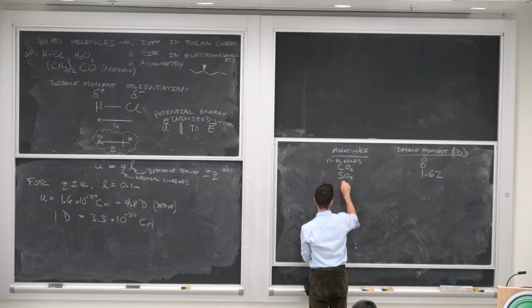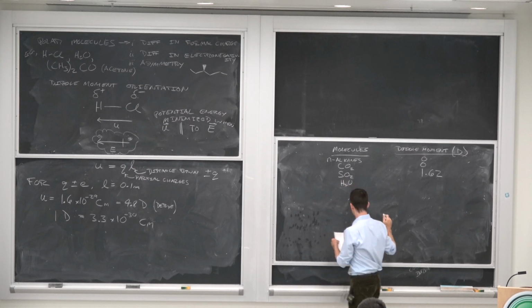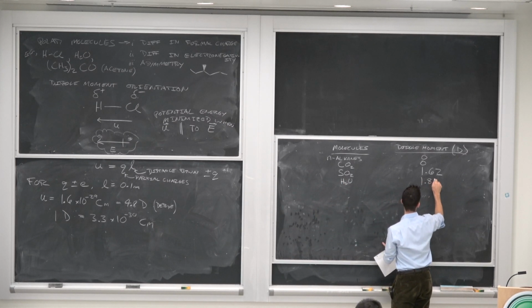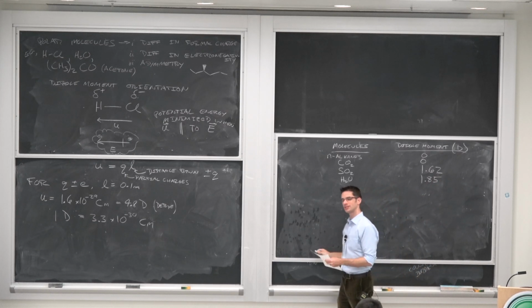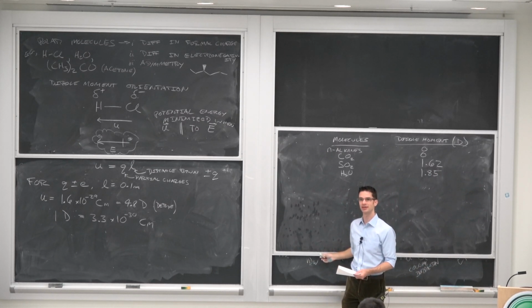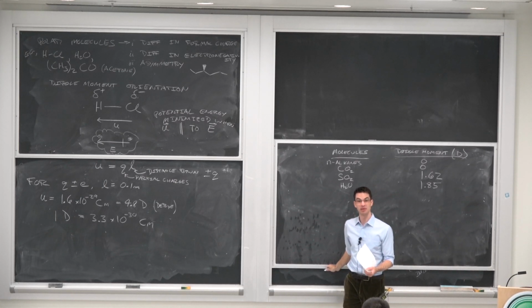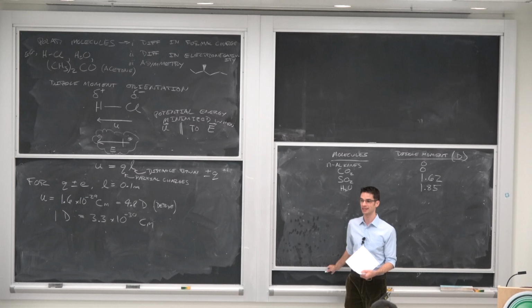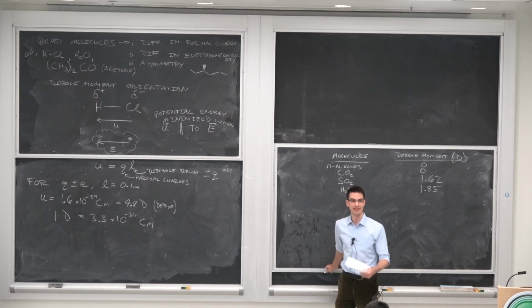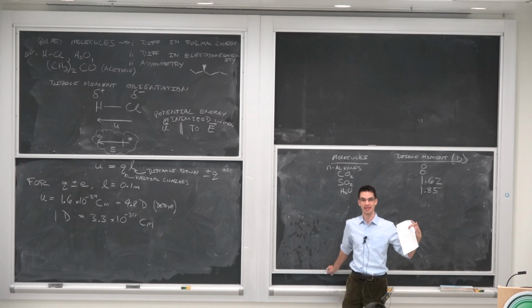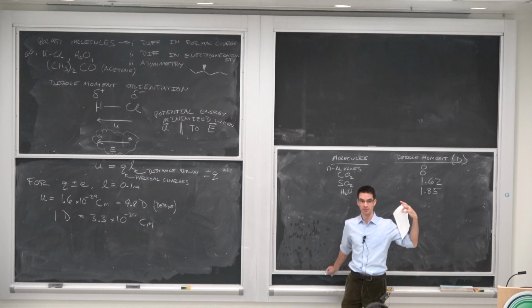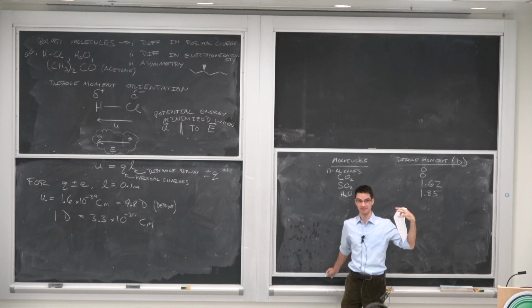1.62. Water, 1.85. Not a very strong dipole for a molecule that we consider as having a lot of manifestations of being a polar molecule, like hydrogen bonding, a high dielectric constant, and so on. Its dipole moment is not very large. The reason is because L isn't very big, because, again, water looks kind of like a Mickey Mouse head with very small ears.